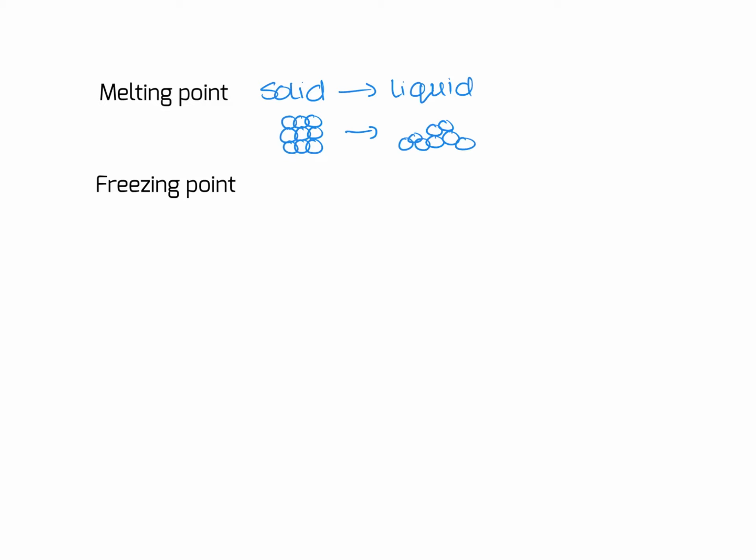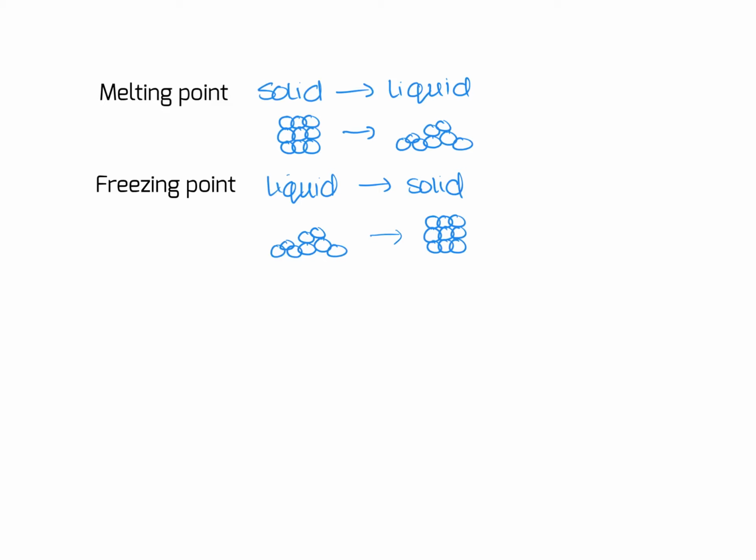Freezing point is the opposite, and freezing is when you have got a liquid and you cool it into a solid. So we're just going the opposite way around, liquid to solid. Okay, now let's use water as an example. So for water, when it's solid, we call it ice. So we've got solid water, which is ice, and when it melts, that solid water will turn into liquid water.